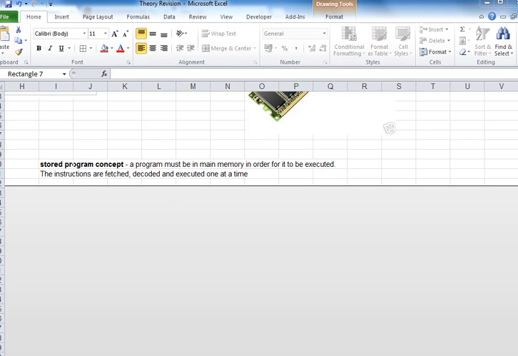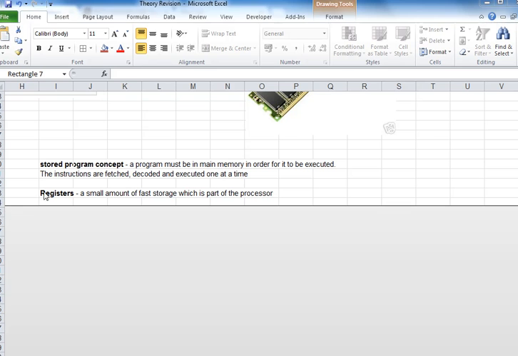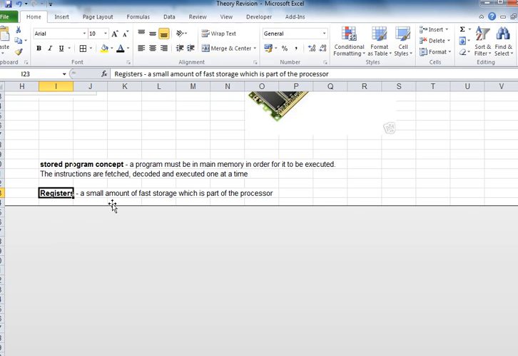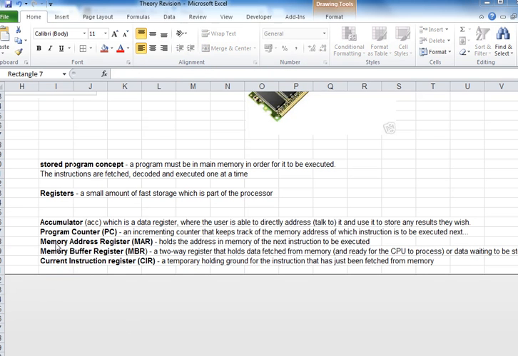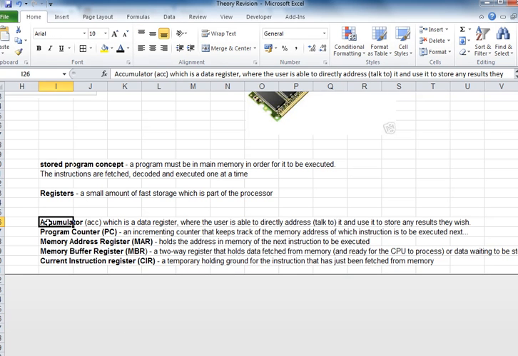There are a number of registers. A register is a small amount of fast storage which is part of the processor. Some of the registers we will consider include the accumulator, which is a data register that we add data to, the program counter, which increments and keeps track of the memory address of the instructions to be executed next. The memory address register holds the address in memory of the next instruction. The memory buffer register holds the data that's fetched from the memory, and the current instruction register is a temporary holding ground for the instruction that has just been fetched from memory.